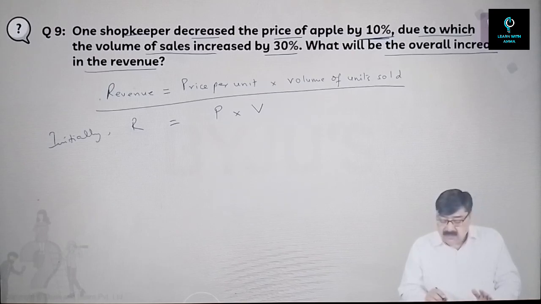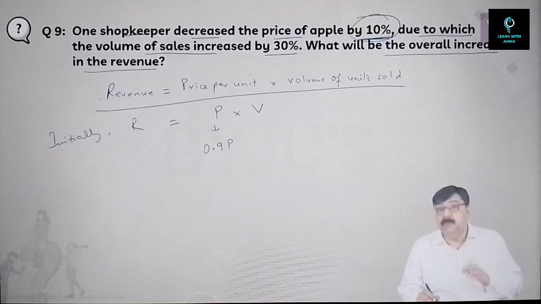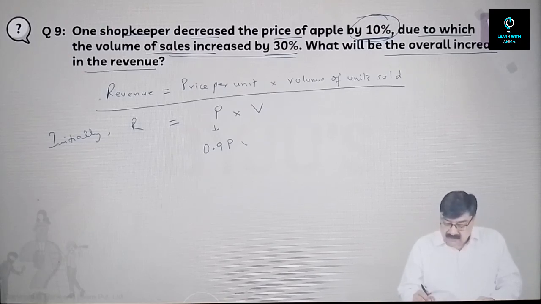Now, the prices of apple, they decreased by 10%. So prices now have decreased by 10%. So they have become 0.9 times of themselves. 10% less, 0.1 less than 1. And volume of sales increased by 30%. So 30% increase, 30% more, 0.3 more than 1. So 1.3 V.